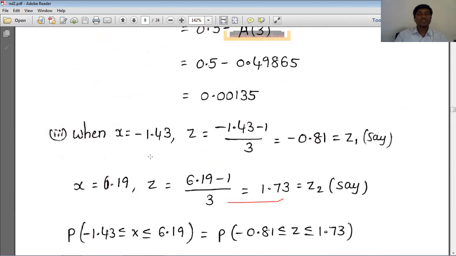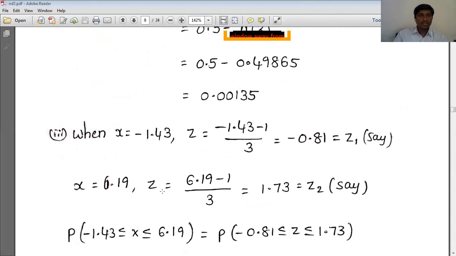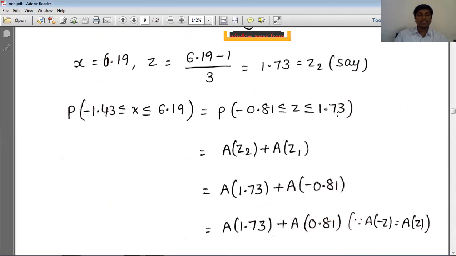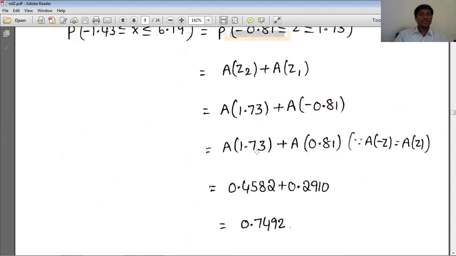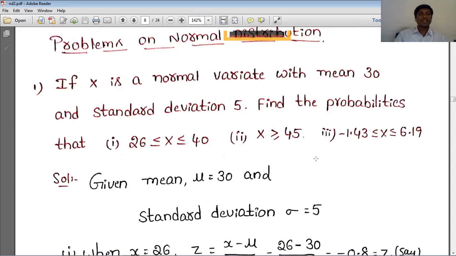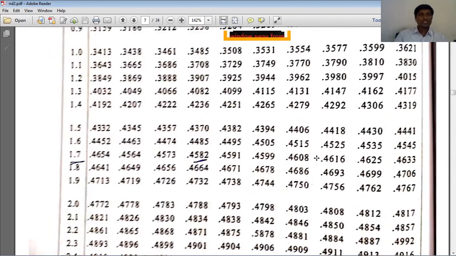Here we got a negative value, minus 1.43. And next, we got 1.73. Now 0.81 minus this one, then area of z2 plus area of z1, that is area of 1.73 plus area of minus 0.81. So now see the values 1.73 and 0.81.